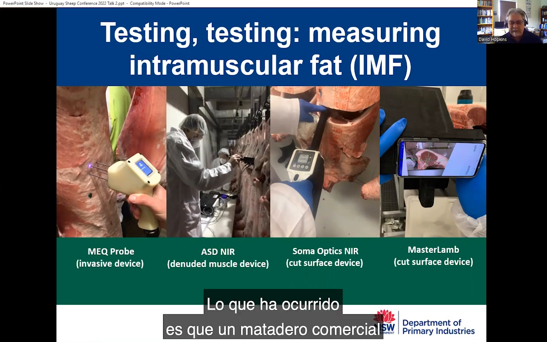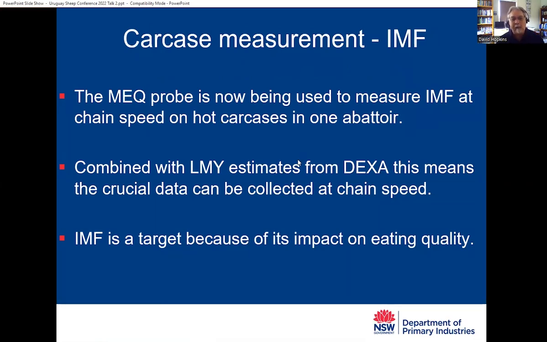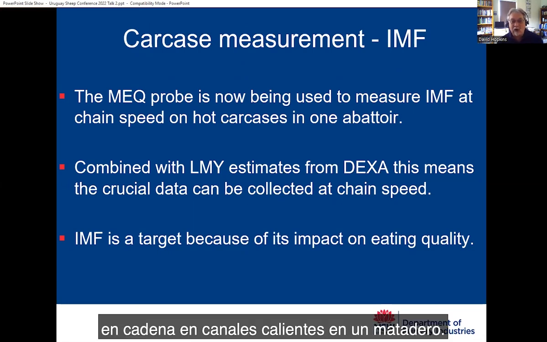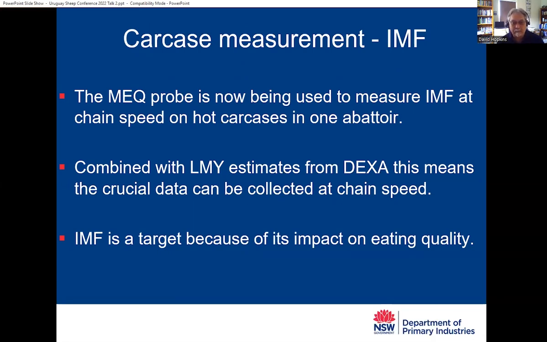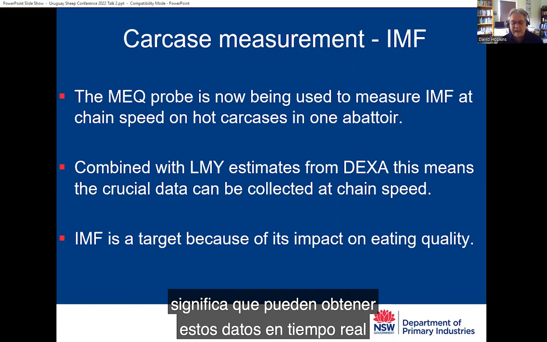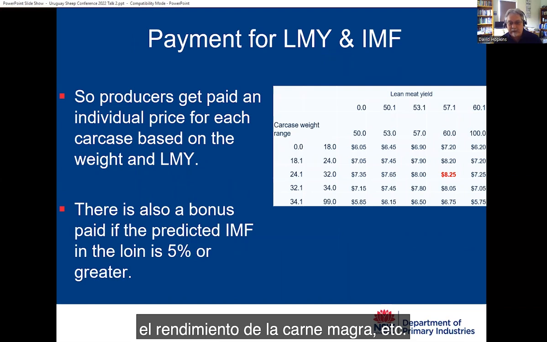And what's actually happened is that a commercial abattoir has actually adopted the MEQ probe. And it's been used to measure IMF at chain speed on hot carcasses in one abattoir. So combined with the lean meat yield in the same abattoir using DEXA, that means that they can actually get this data in real time and measure the lean meat yield and so forth.